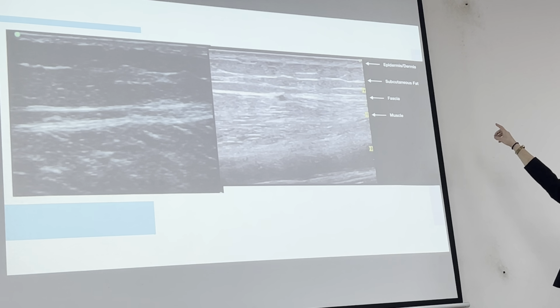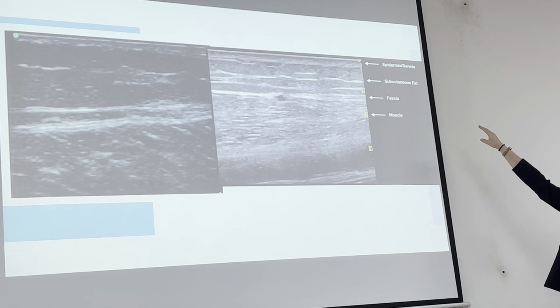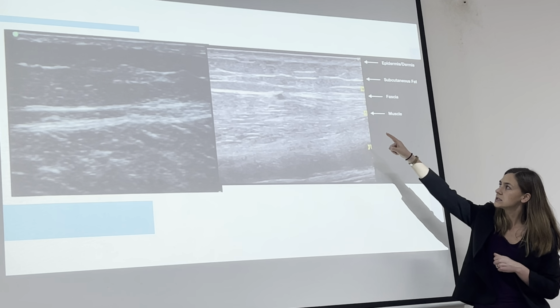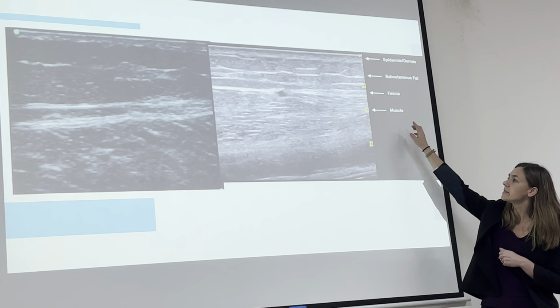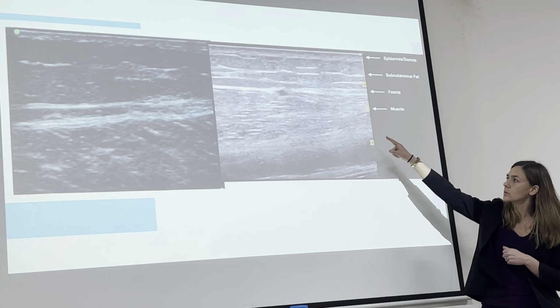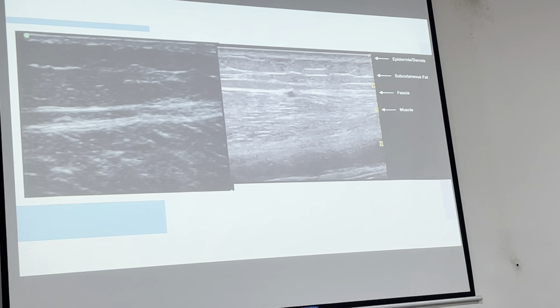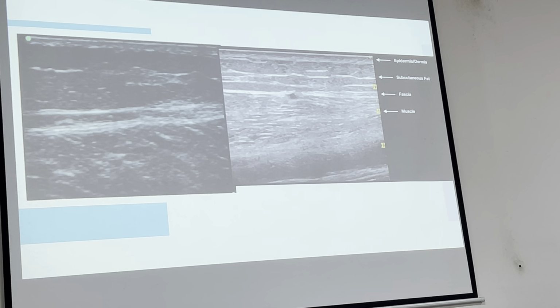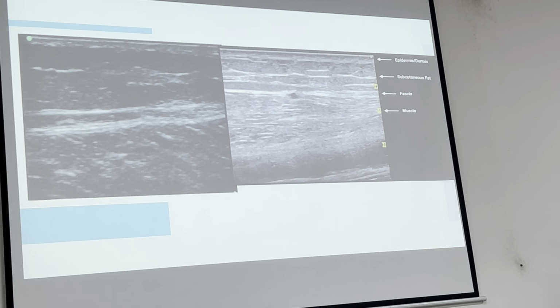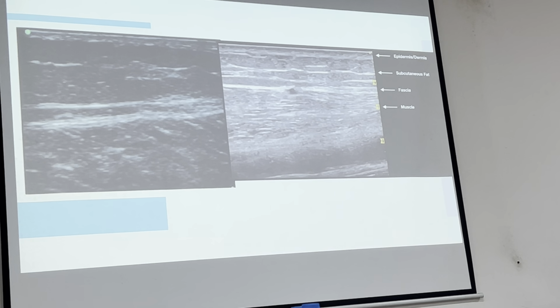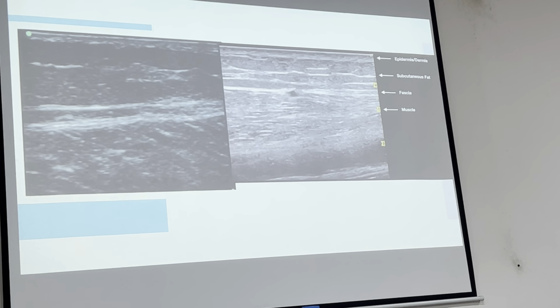And then underneath you have your subcutaneous fat, and then this bright white line is your fascial plane, and then underneath is the muscle where you start getting these striations. And it does matter which view you use, either longitudinal or transverse, in how you're going to see those muscle fibers running around.